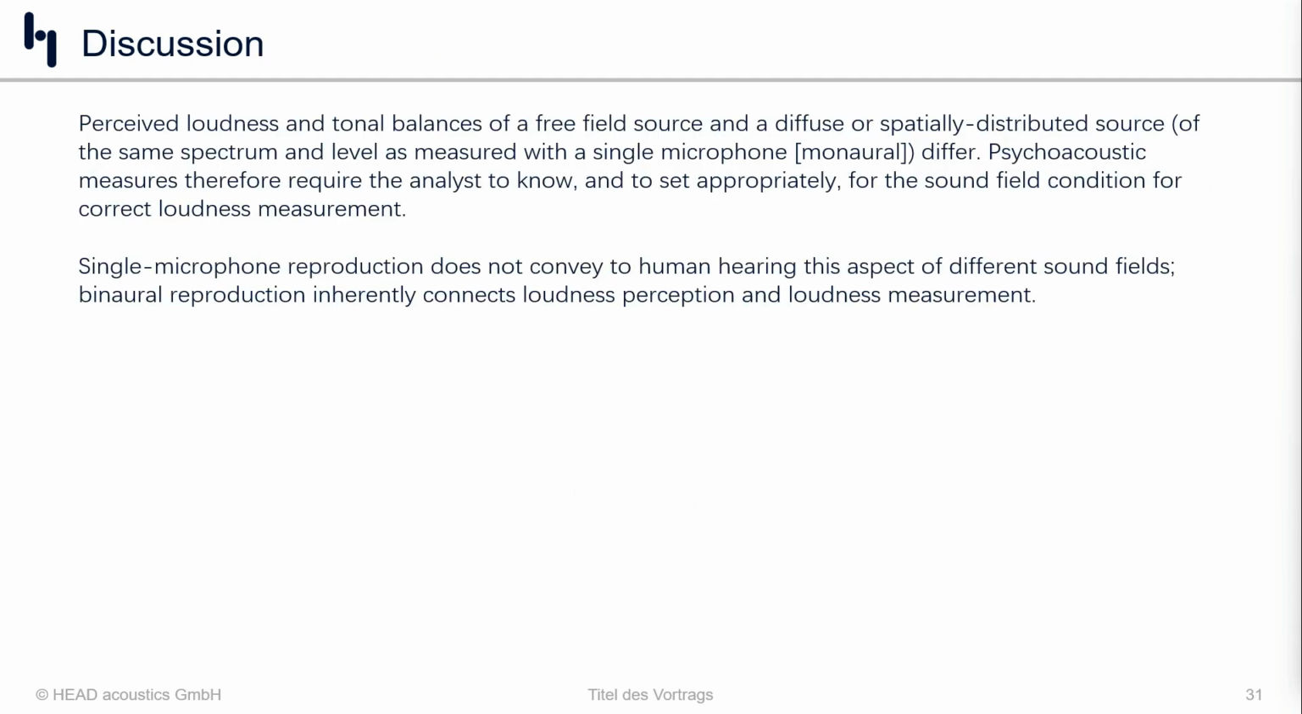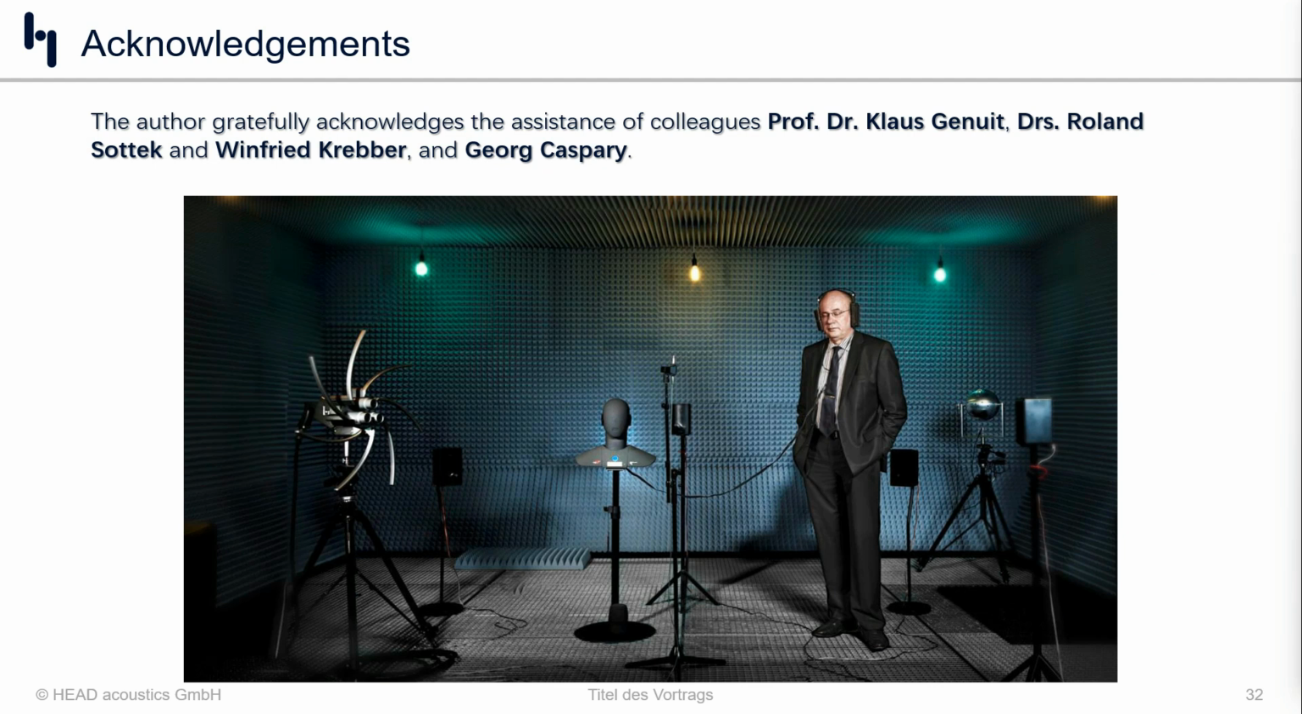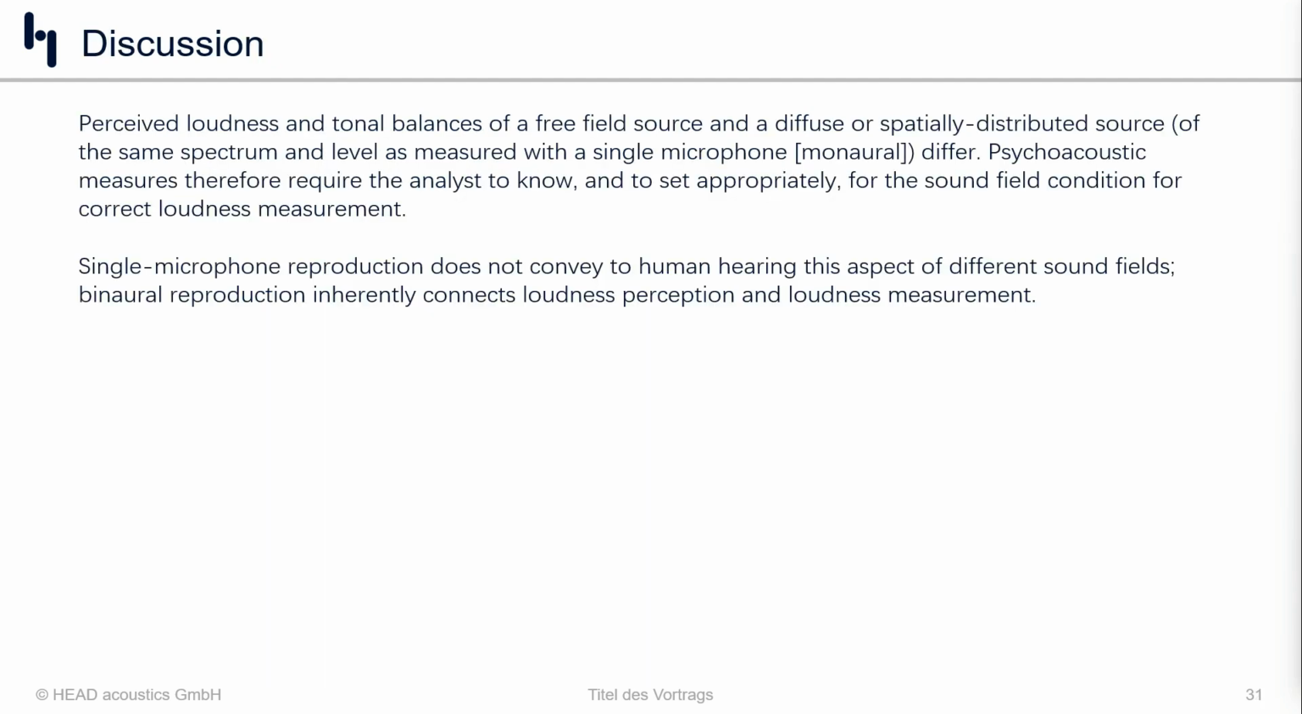So a quick discussion. The perceived loudness and tonal balance of a free field source, a point source, heard by a person, and a large area source with exactly the same spectrum and level is quite different, with the latter being heard as louder and a different tone color. So the psychoacoustic measures require you to say, is it diffuse or is it free? The default is free. The real world is mostly large sources, so call it diffuse. Make and save a favorite. Don't just grab it off the shelf.